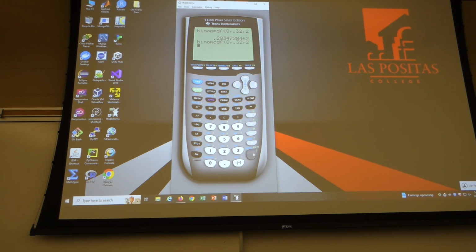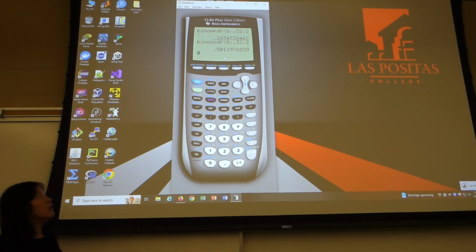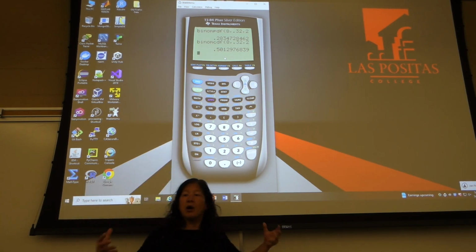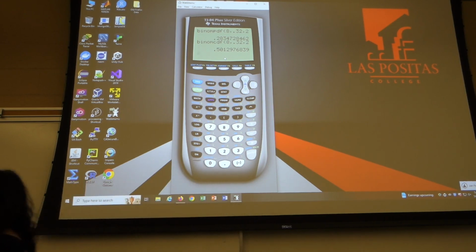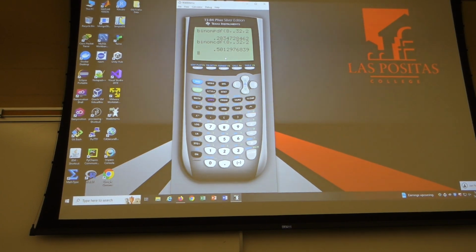So it's exactly like the one above, only difference is it's CDF instead of PDF, and you'll see you get a different number because you're adding in the probability of 0 and the probability of 1. It finds the probability that x is 0, the probability x is 1, the probability x is 2, and it adds them all together. That's what CDF does. So then we get an answer of 0.5013 when we round.